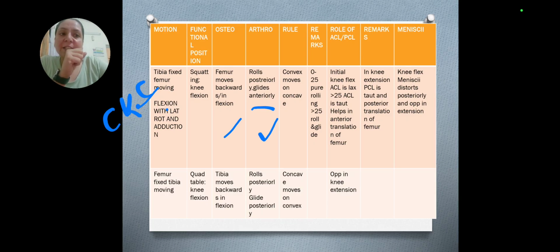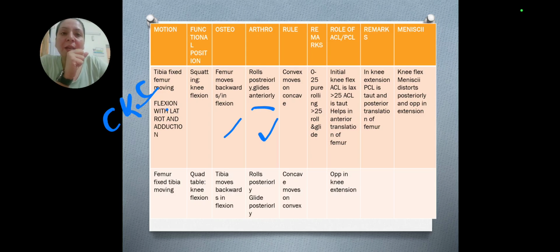So in extension, the opposite will happen. I have only taken into consideration knee flexion. In the remarks you can also see that in knee extension the PCL will be taut, and it will prevent the posterior translation of the femur.